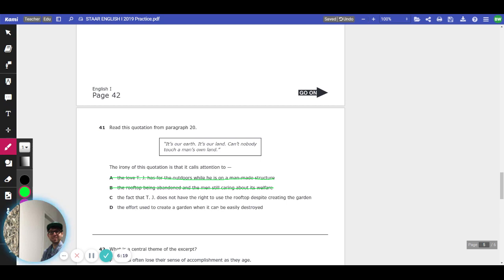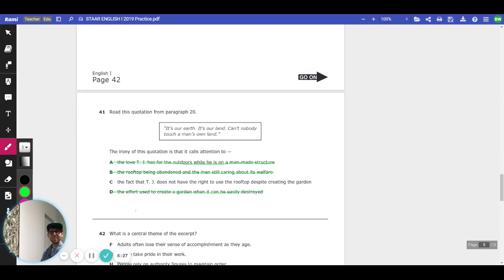The effort used to create a garden when it can be easily destroyed. We don't see that at all in this quote. We see that in the story, but not in this quote. So we know that's C.